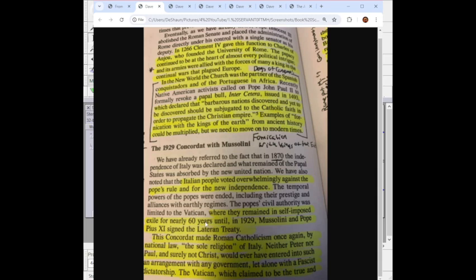Let's see. I'm not trying to read all of this, bro. I'm just trying to show you. All right. They have treaties. All right. This concordat made Roman Catholicism once again, by national law, quote, the sole religion of Italy.